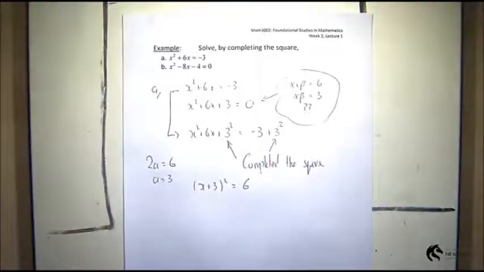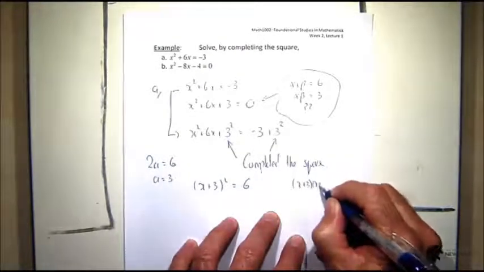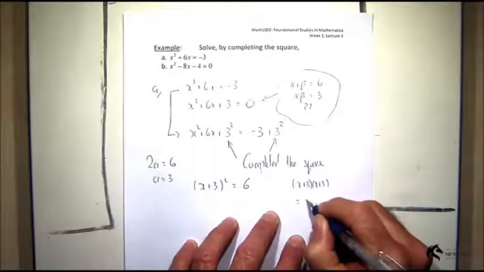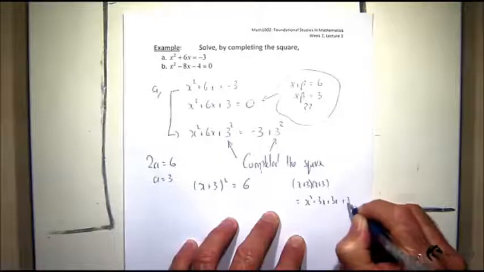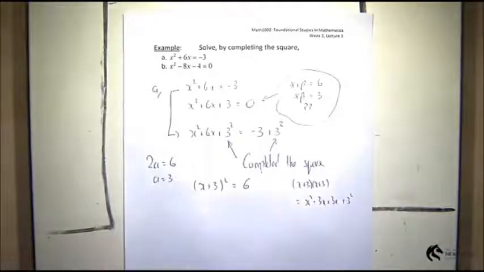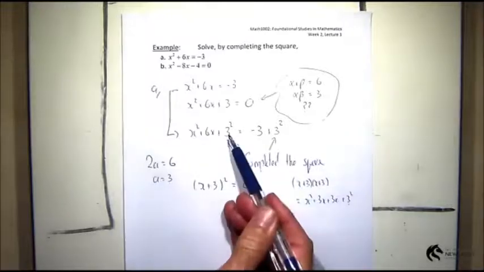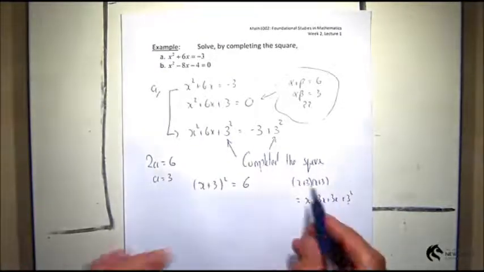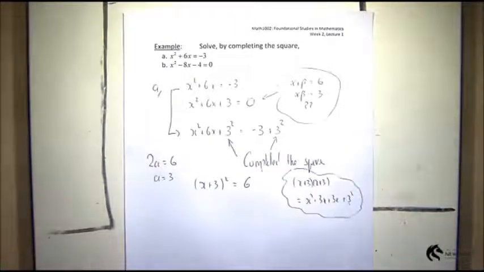Just check it out. If I were to multiply that out, let me just do it. x plus 3 times x plus 3, that is x squared plus 3x plus 3x plus 3 squared. You can see it. It's x squared plus 6x plus 9. There it is. All right, so I did add in the right number in there.